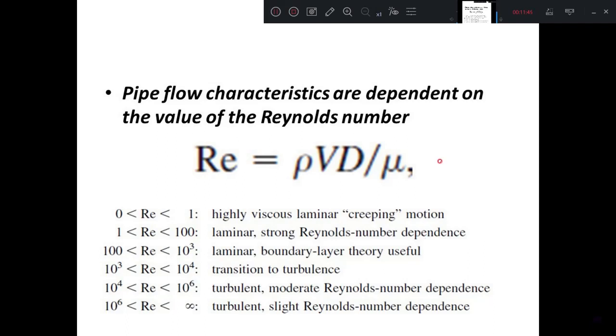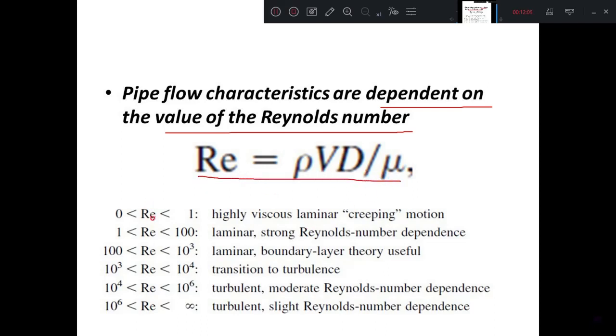Then pipe flow characteristics are dependent on the value of the Reynolds number. Whenever the fluid starts flowing through a pipe, the characteristics of the flow through the pipe are dependent on the Reynolds number, that is rho Vd by mu. This is the Reynolds number.